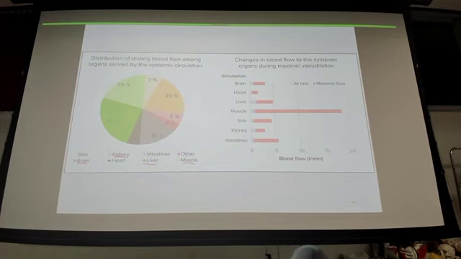Then when you go to maximal vasodilation, meaning we're exercising, these guys get real greedy, right? We don't need to be digesting the food while we're running, right? We need to be able to run away from the tiger, all right? So, does that make sense?